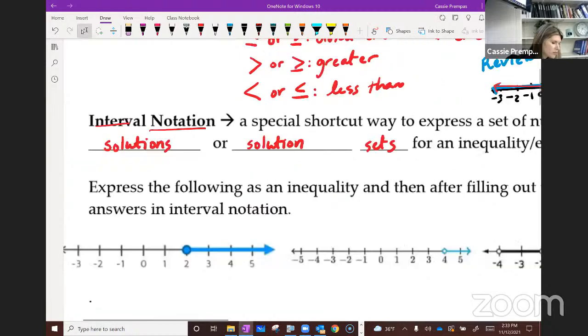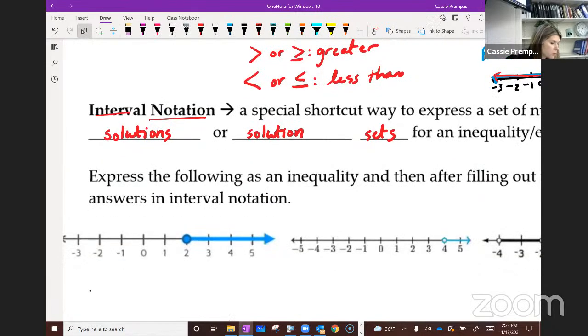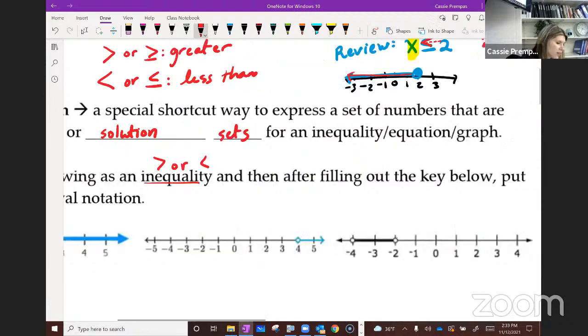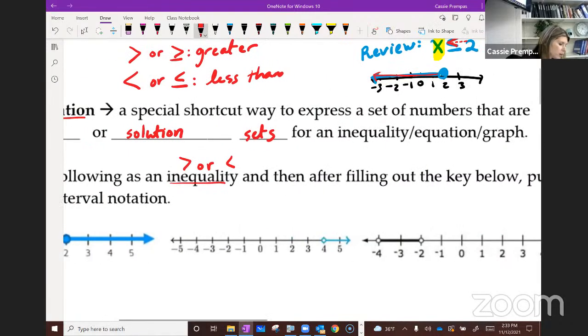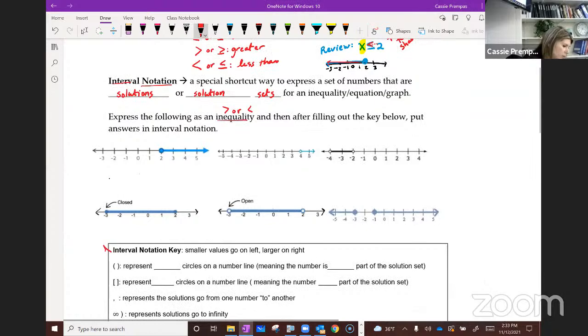So to help us understand this notation, we're going to use what we currently know from Algebra 1 and then apply it to this notation. So you'll see it says express the following as an inequality. You want to start committing that to memory as those symbols. So express the following as an inequality, and then after filling out the key below, we'll use it to represent these answers in interval notation.